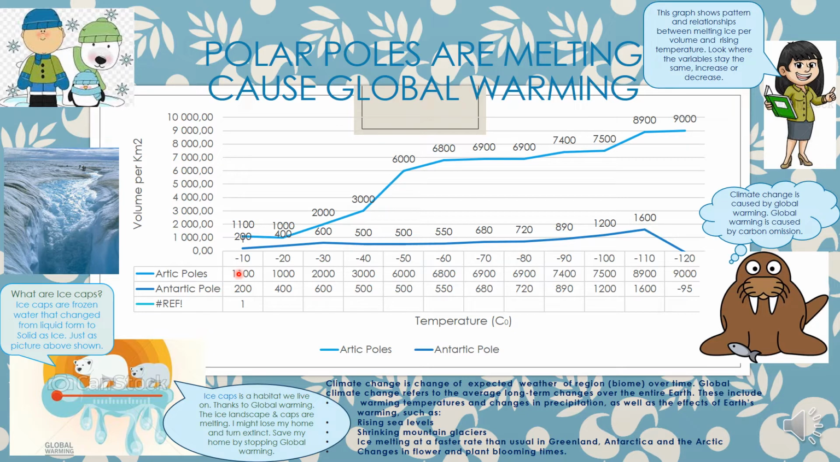So at -10, the Arctic pole had the volume of 1000 and hundreds. The Antarctic had 200. As it gets colder, here the volume was actually less than, which is very odd. But at -30, as it gets colder, more ice is preserved. The colder it gets, the number enlarges. 3,000, 6,000, 6,800.